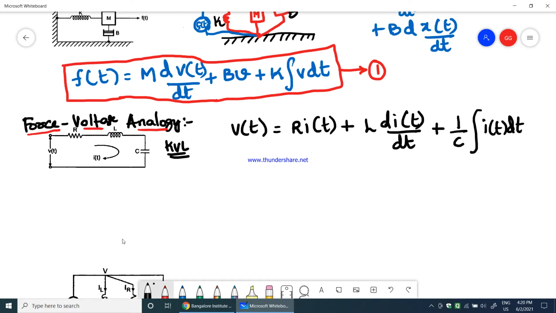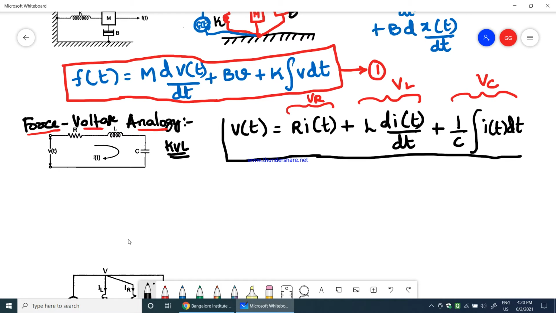Now this is the voltage across the inductor, this is the voltage across the capacitor, and this is the voltage across the resistor. Therefore, the addition of all three voltages is equal to the total voltage applied. That is what the Kirchhoff voltage law says. So we have an equation V of t equals R into I of t plus L into di of t by dt plus 1 over C integration of I of t into dt. This would be the equation that we use to write the force voltage analogous network.